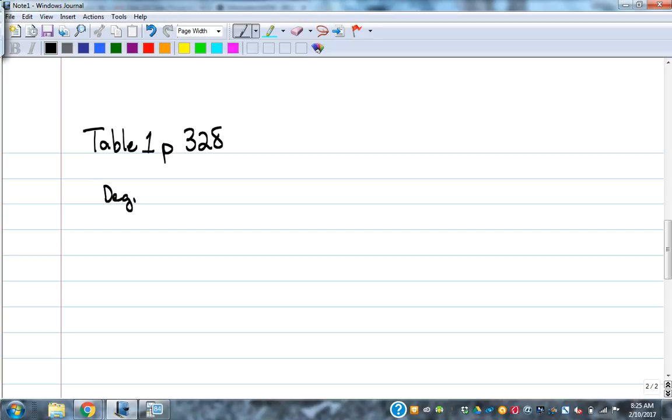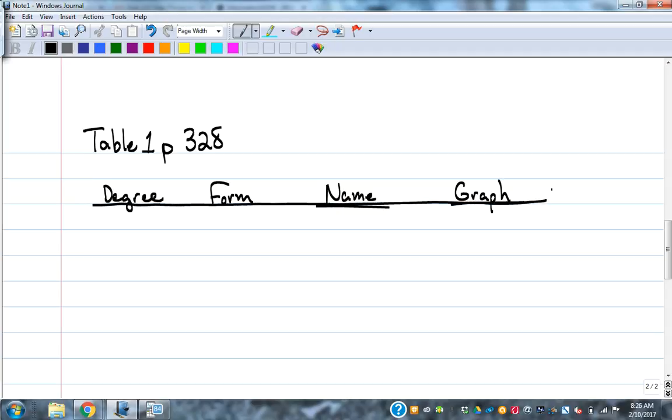All right, so we're going to make that chart: degree, form, name, and what the graph looks like. So I'm going to make a table here.